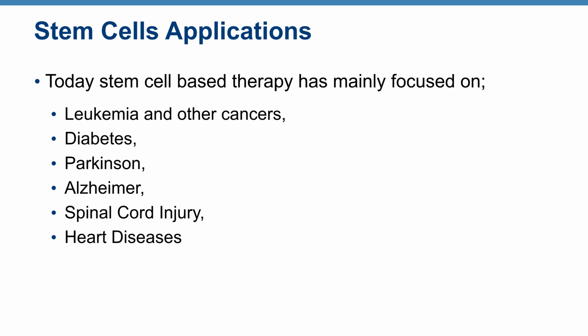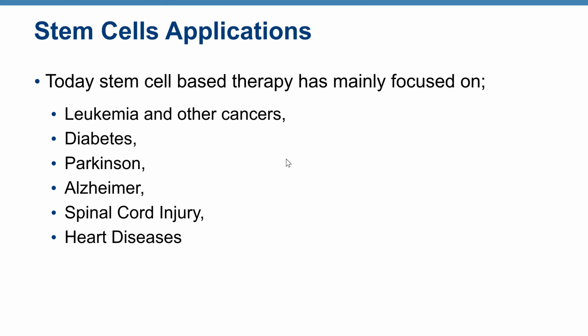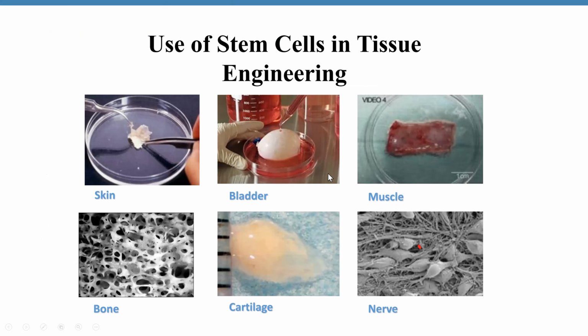But we still want to finish on a good note. So today's stem cell-based therapy has mainly focused on leukemia and other cancers, diabetes, Parkinson's, Alzheimer's, spinal cord injury, and heart diseases. So this is the area where we can hopefully successfully use stem cell technology to help defeat those devastating diseases.